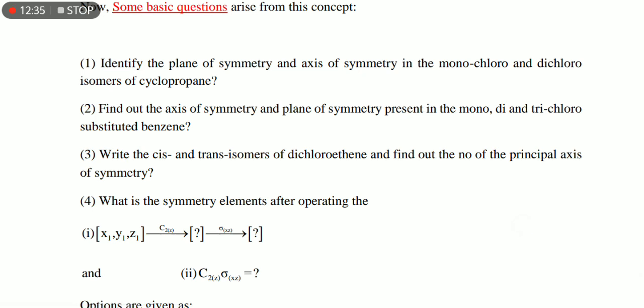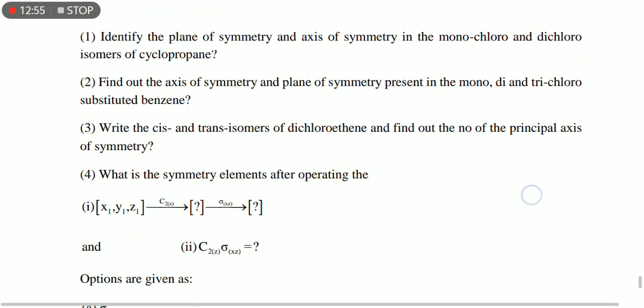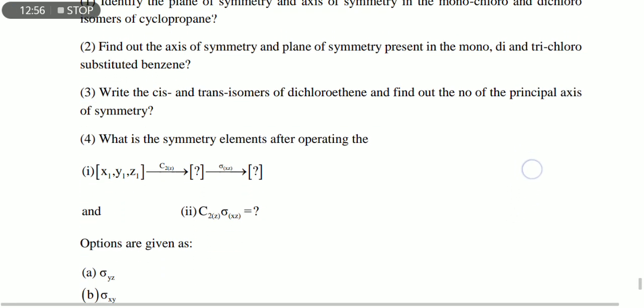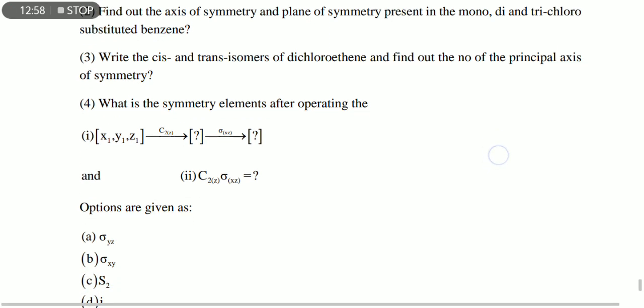Identify the plane of symmetry and axis of symmetry in the monochloro and dichloro isomers of cyclopropane. Find out the axis of symmetry and plane of symmetry present in mono, di and trichloro-substituted benzene. Write the cis and trans isomers of dichloroethene and find out the number of principal axes of symmetry. Write the following transformation: what will be the product if you operate C2z into sigma xz?